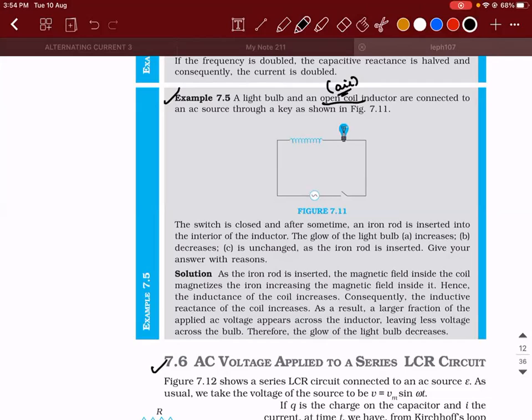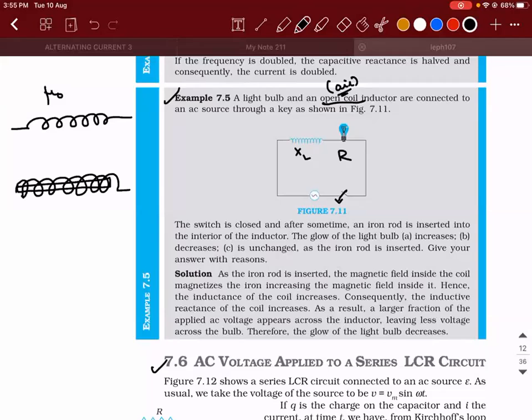So what will be the answer? It's very simple. So when you close this, what will happen? XL is there, R is there. Right? None of them are infinite or zero. So current will keep flowing through it. Okay. Now we will concentrate only on the inductor. Initially, the inductor had a permeability of mu naught because it is an open coil inductor. Now, when an iron rod is inserted, what will happen?